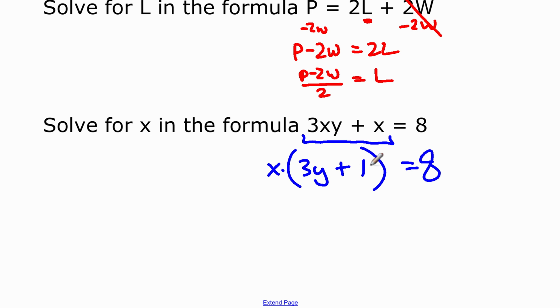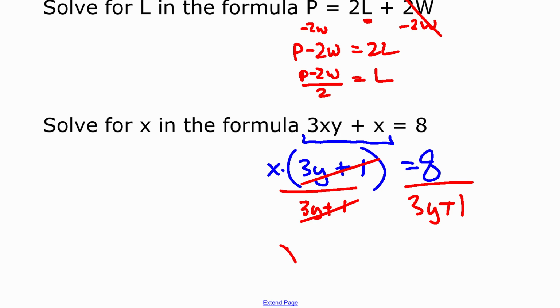So to get rid of that, I'm going to divide both sides. I'll divide this side by 3y plus 1. That'll cancel it out. But if I do it on this side, I have to also divide it on this side. Okay, so x would be equal to 8 divided by 3y plus 1. Okay, so those are just some quick examples of looking at linear functions and linear equations and solving. I'd encourage you to try some questions in the book and practice those.